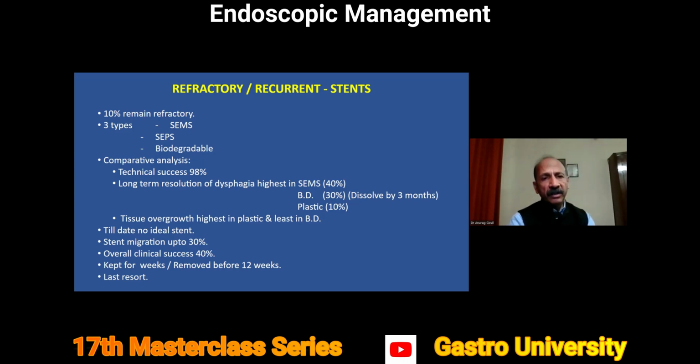till date, there is no ideal stent. The migration rate is very high, 30%, and that's a fair migration rate, with an overall clinical success being only 40%. It has to be removed before 12 weeks and should always be a last resort. But even if this last resort helps in 40% of the refractory or recurrent strictures, then why not?